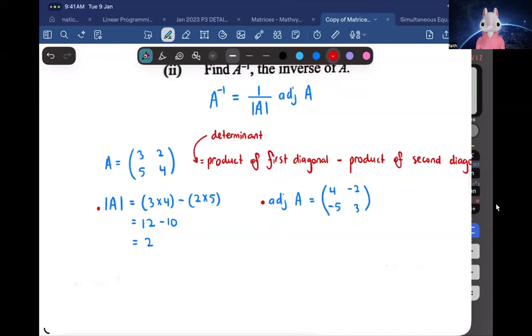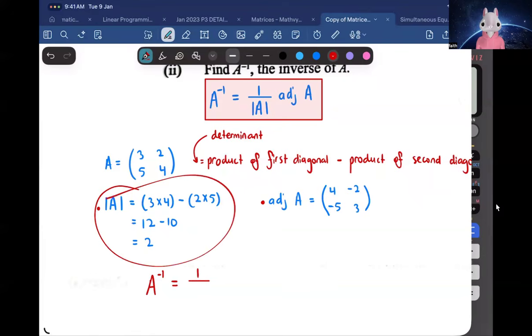Right? And if I want to find the inverse, it's 1 over the determinant multiplied by the adjoint. So what is my determinant? No, we just found it. 2, sir. 2. Yeah, 2. This is the determinant. What was the adjoint? The adjoint is 4, negative 5, negative 2, and 3.